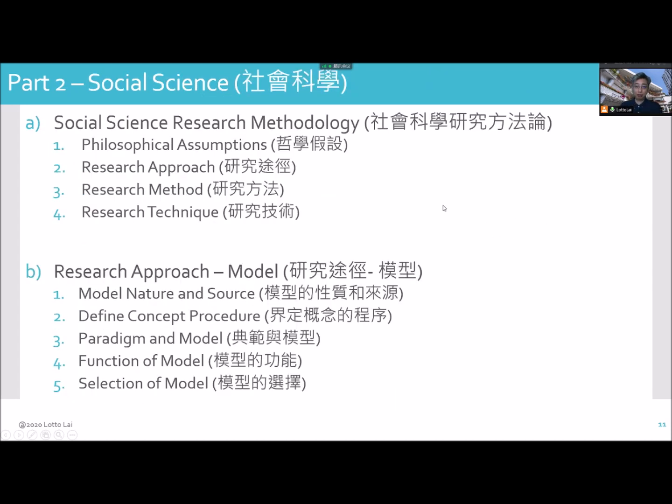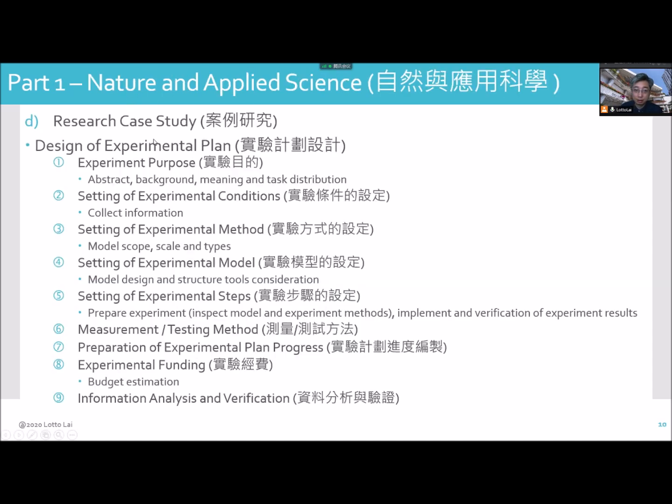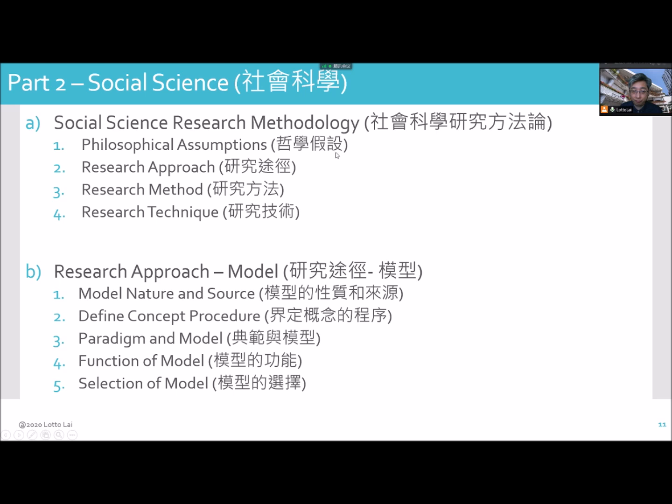Okay, now go to part 2. Part 2 is for social science research methods. I think Professor Chu and the Taiwan scholars are more familiar with this field, so they use the descriptive method. But for most methods I may not have experiments, I just introduce them to you. There are theoretical assumption, research approach, research method, and research technology.